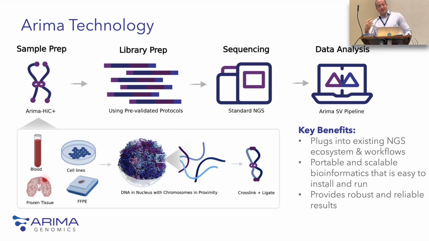Once you extract that DNA, it goes through a conventional NGS library prep for Illumina sequencing, and then on the back end, we provide informatics tools to identify fusions from this 3D genomics data. What our customers and collaborators really like about this approach is that it plugs into the existing NGS ecosystem that is already established in their labs. The informatics is all containerized, so it's portable and scalable, and it provides robust and reliable results.